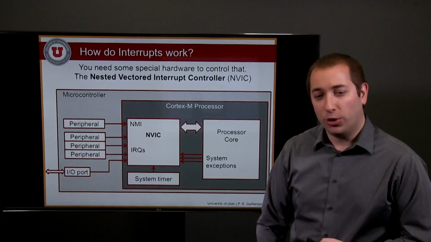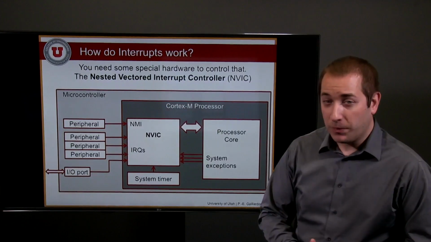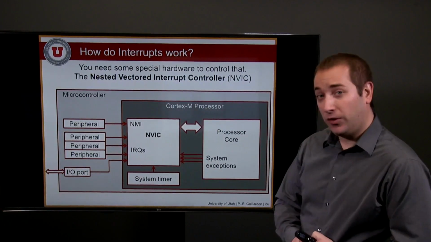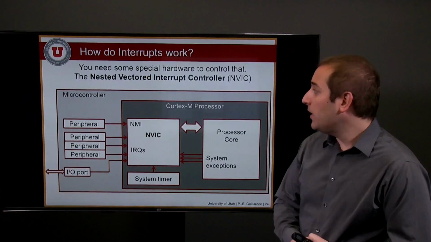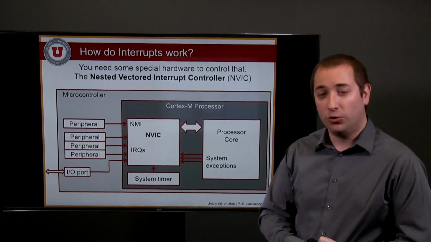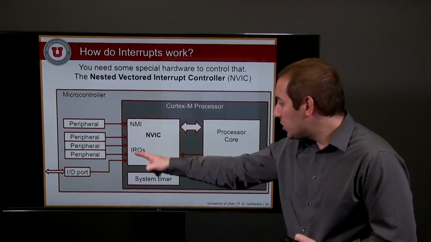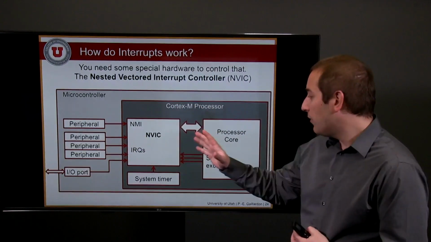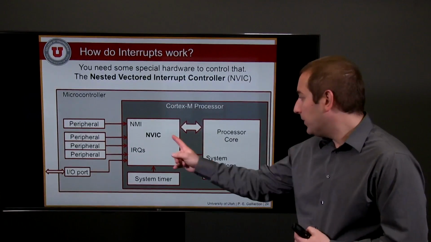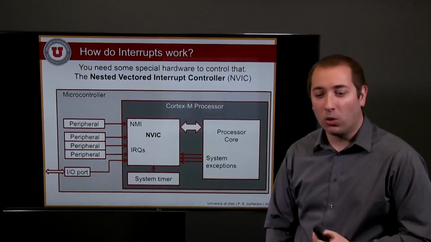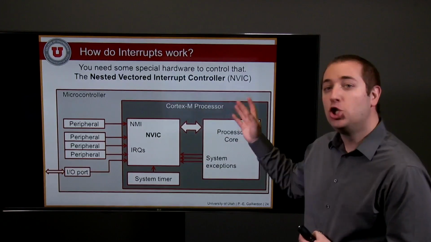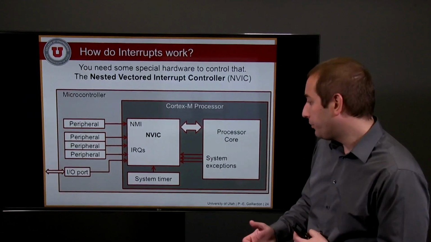So how do interrupts work? In order to be processed, you need to add some specific hardware. This hardware, in the context of our ARM processor, is called the Nested Vectored Interrupt Controller. It's basically an additional module that is part of your Cortex-M processor and that can do the following things. First of all, it interfaces with the processor core and is able to halt the processor execution and make it jump to some other portion of the code.